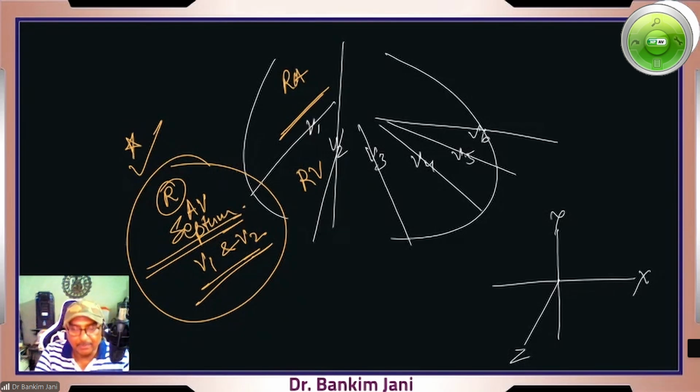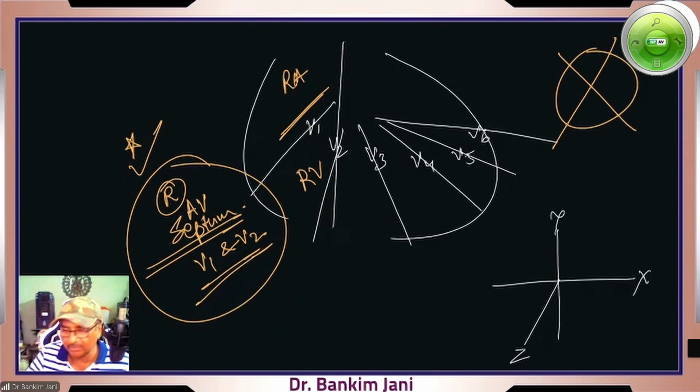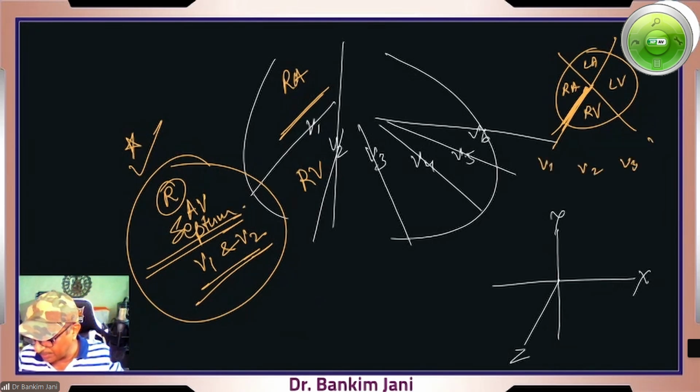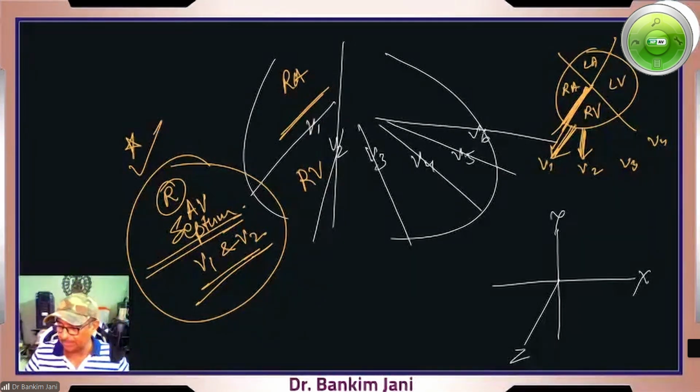Think of it this way. We saw the small right atrium, and then there is the big right ventricle. Remember this image. This is not in proportion, but this is the right atrium, right ventricle, left ventricle, left atrium. This is the septum which we are talking about. So if we are watching from the top, this is how it goes: V1, V2, V3, V4, V5, V6. So V1 and V2 will be able to watch the current which is coming from the atrioventricular septum directly. So that's the point.